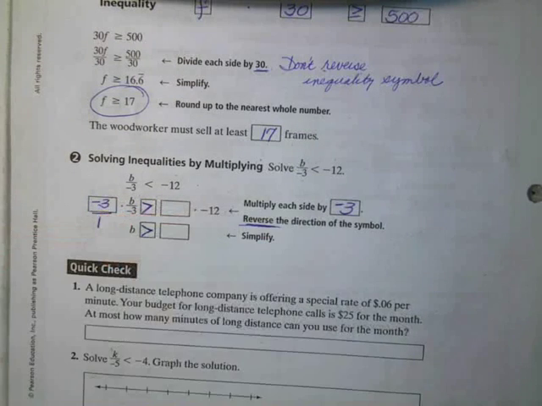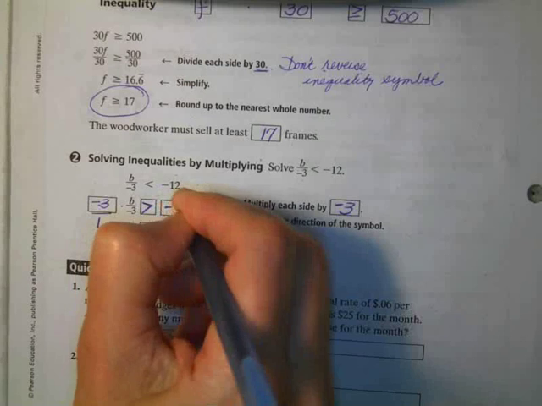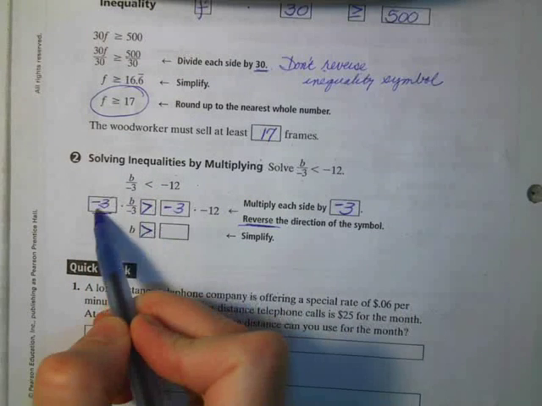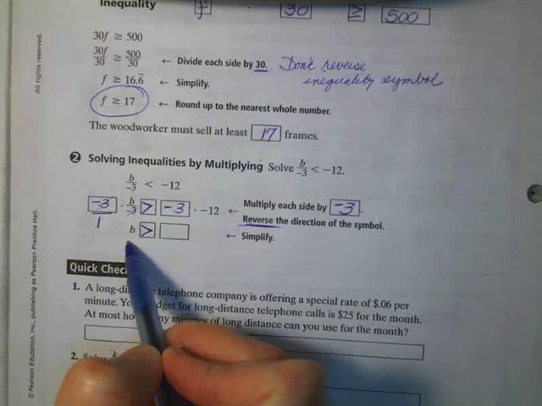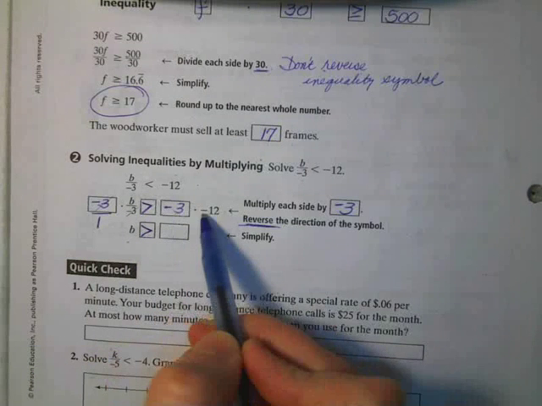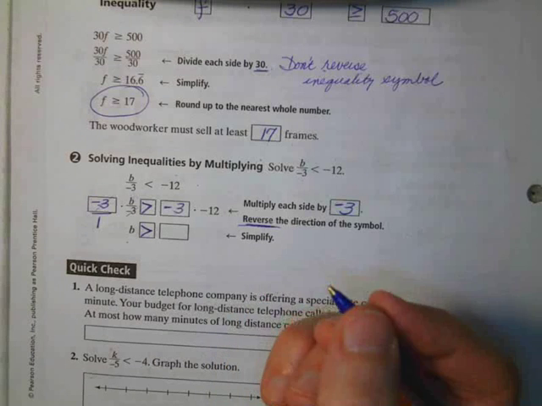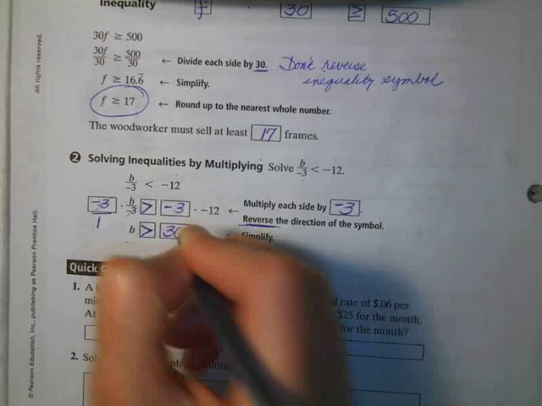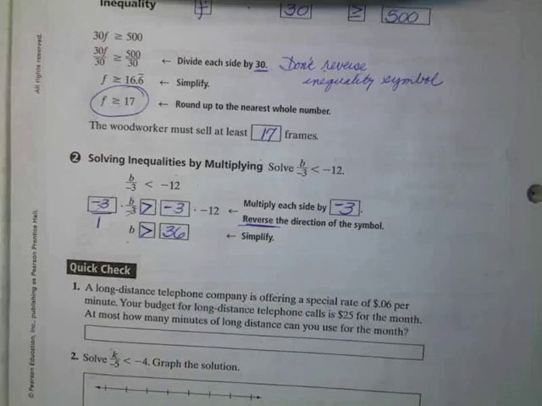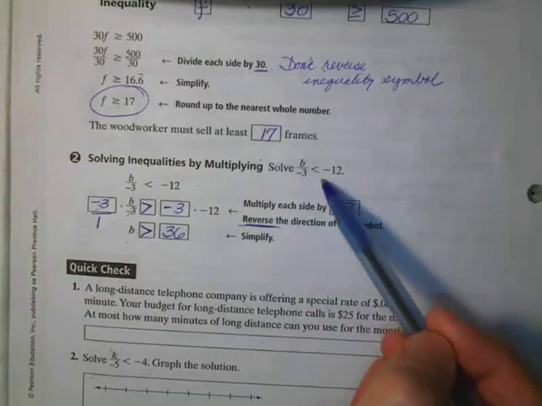Okay, and I'm going to be multiplying by negative 3, and you can write this as negative 3 over 1 if you like on the fraction side, because remember that cross cancels out and you're left with B over 1, which is B, and then negative 3 times negative 12, which is positive 36. Okay. So B is greater than 36.